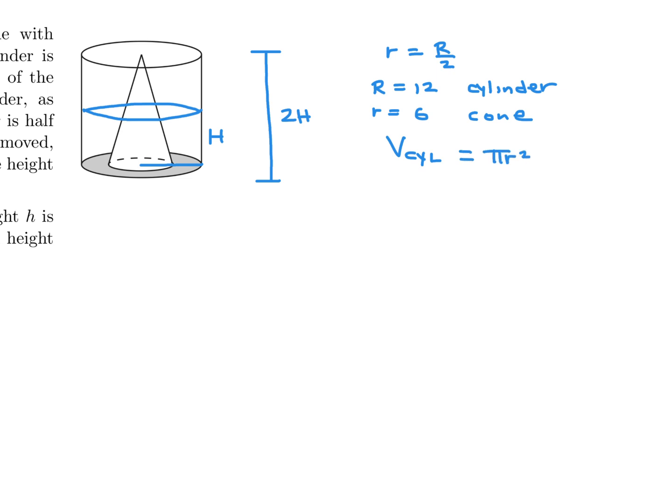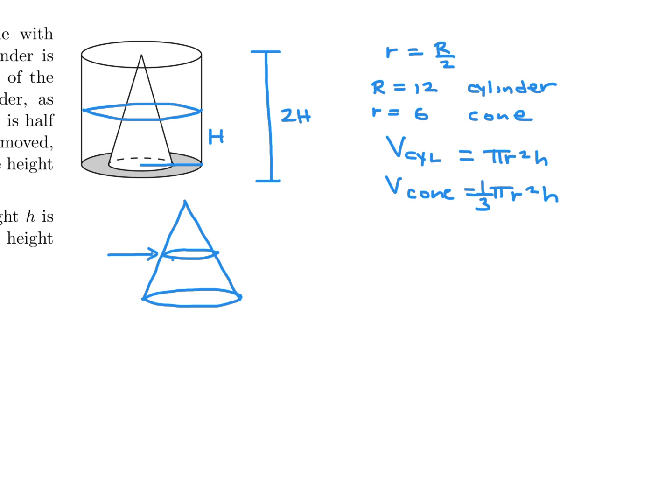Pi r squared times height, and the volume of the cone is 1/3 pi r squared times height. Okay, so the volume of the water is very interesting. I'm going to draw it separately here. I don't want to make the diagram too messy. You notice the only part that's submerged is sort of half, not even half, but it's like you've cut off the top, you've cut this part off and you're just looking at the bottom. So that is the volume that I'm interested in.